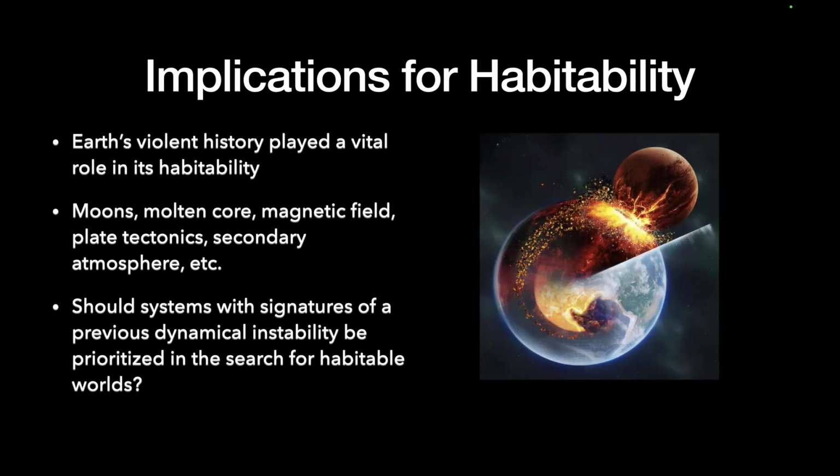And it's Earth's violent history that is responsible for a lot of its habitable characteristics, such as the presence of a moon, our molten core, which in turn gives us our magnetic field and protects us from the sun. It could be responsible for plate tectonics, a secondary atmosphere, and really a lot of other habitable characteristics. And so if we can identify specific M-dwarf systems that might have experienced a similar dynamical history, then we should be prioritizing these systems in the search for habitable worlds.